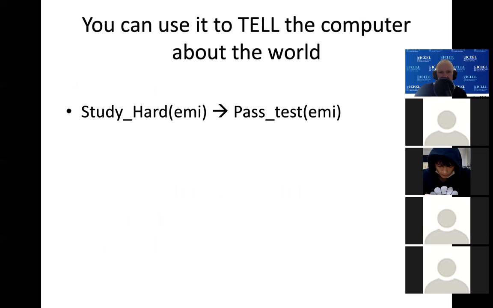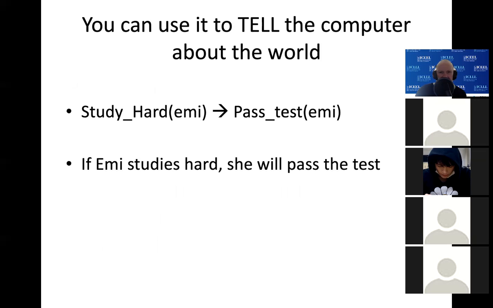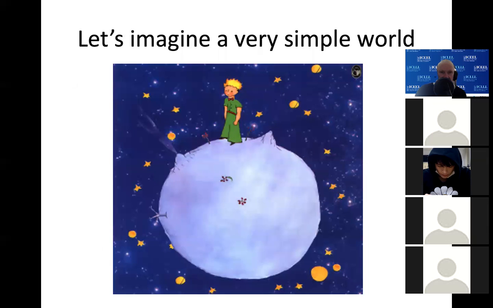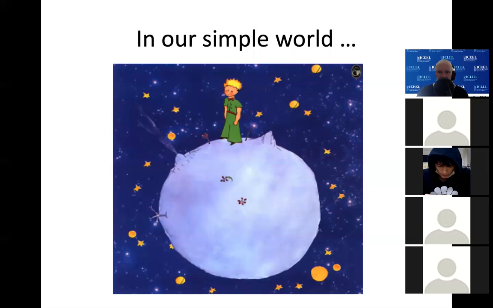Or you could do it like this, with predicate logic. If Emmy studies hard, then Emmy will pass the test. That's easy, right? If Emmy studies hard, she will pass the test, would be the natural language formula. So basically, you're just imagining very simple worlds, and you're telling the machine about the simple world. In this case, it's a very simple world.